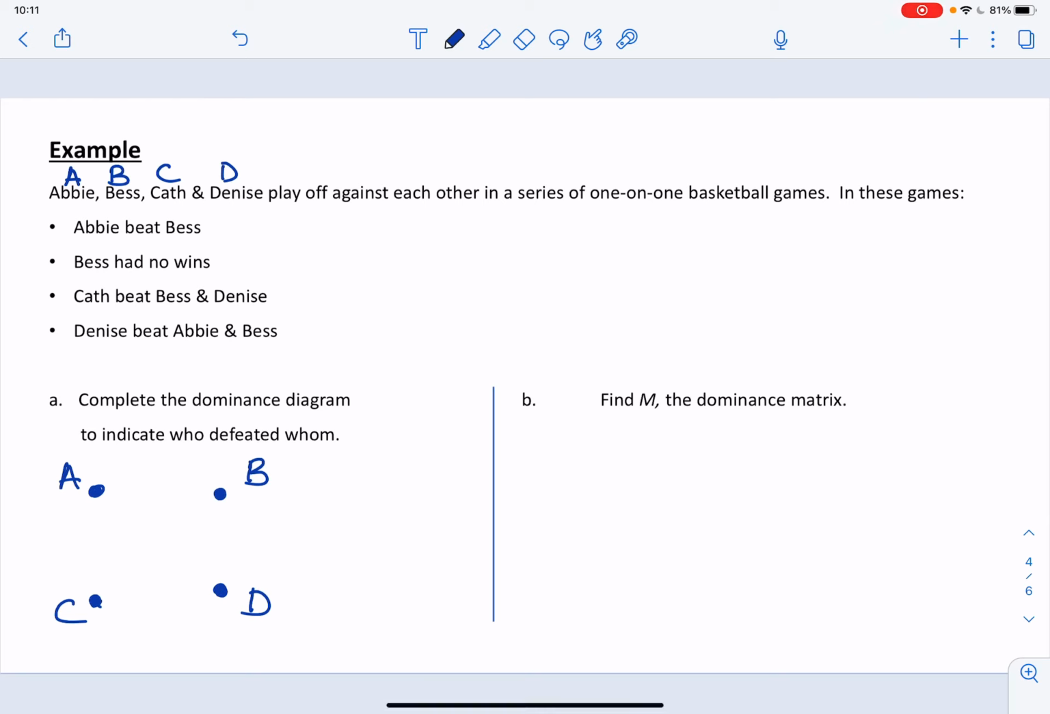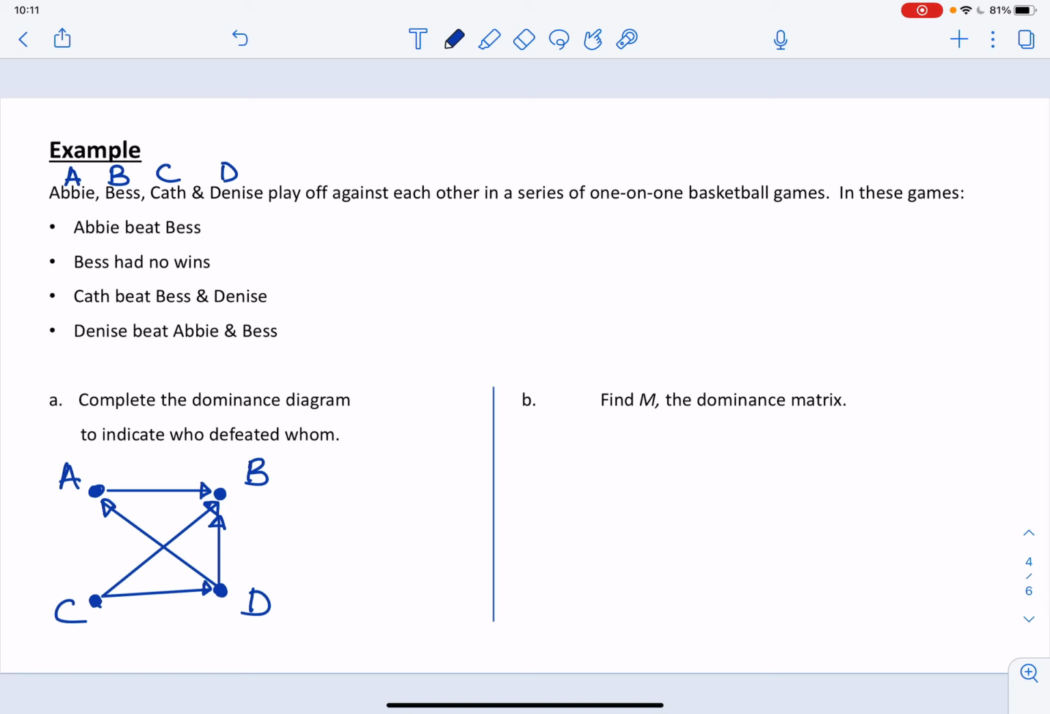Now, Abby beat Bess, so I draw a line towards Bess and I put my arrow. Bess had no wins, so nothing comes out of B. Kath beat Bess and Denise. And then Denise beat Abby and Bess.